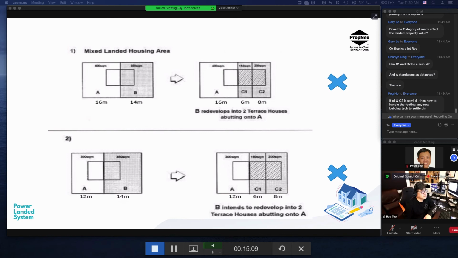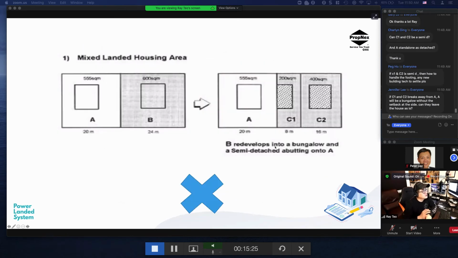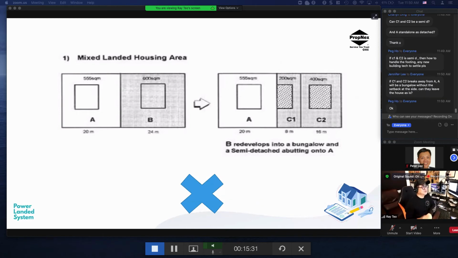If C1 and C2 is 70, then how to handle the footing? What footing? Any new building tag to settle, please? New building tag. I don't understand. Maybe you can give me a call later, I explain to you. Wow, I shouldn't open the can of worms. I said you can call them. You PM me later.